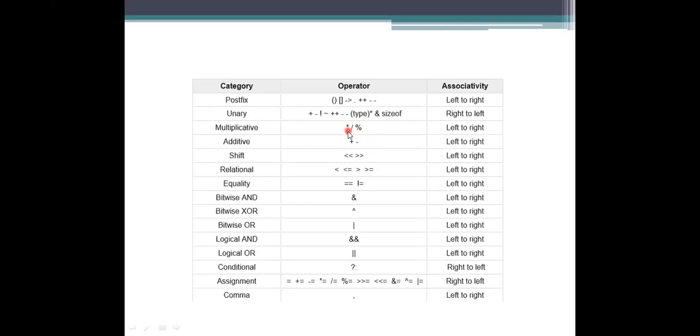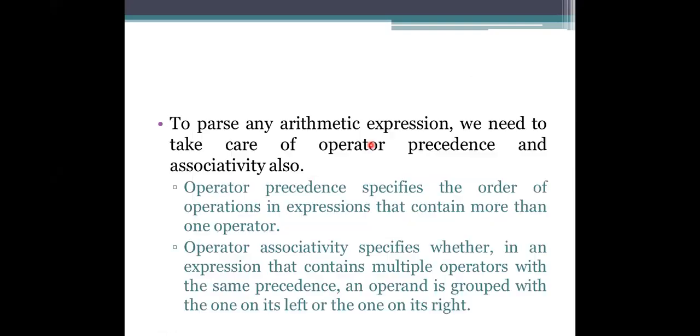So here, when you are considering the star, it will have the lowest associativity when compared with the division symbol, and the division symbol will have the lowest associativity when compared with the modulus. Likewise, in the additive operators, if we are using plus, it has the lower associativity when compared with the minus, that is subtraction. In this manner, we will process the expressions.